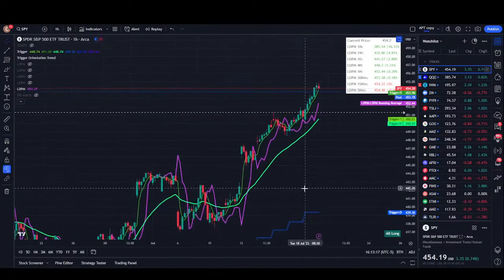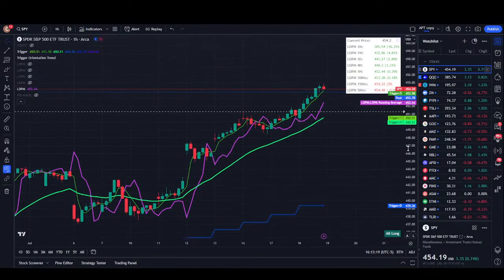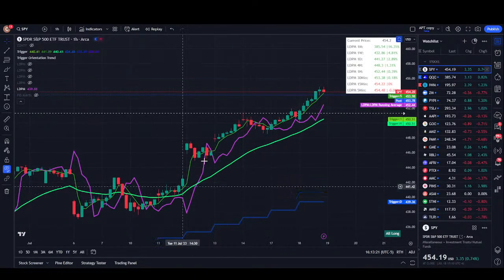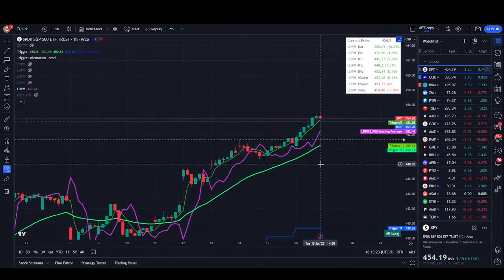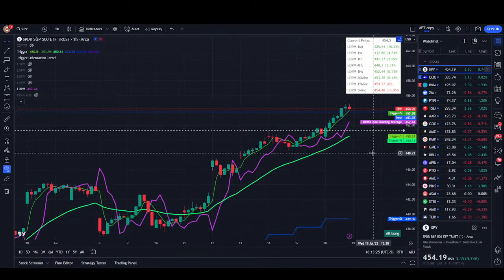And so as long as price is above the 1-hour LDPM and above the hourly trigger, I have no problem selling put spreads. And I don't have to watch every single minute of every single day. So for those of you that want to make money from the data but don't have the time to sit there trading every single day, learn more about credit spreads, learn a little bit more about debit spreads.